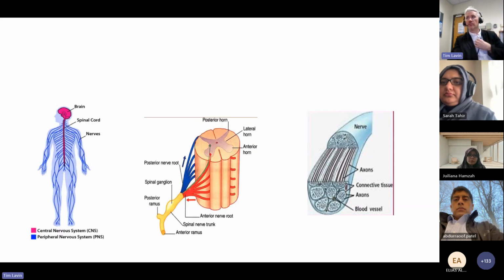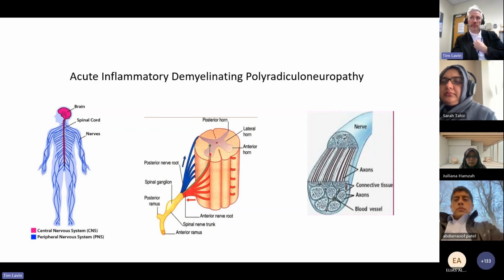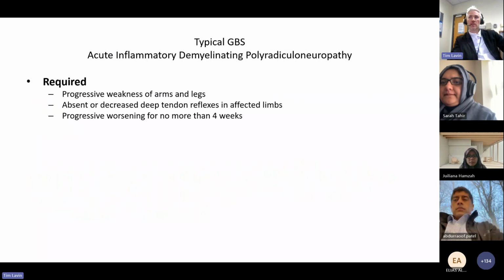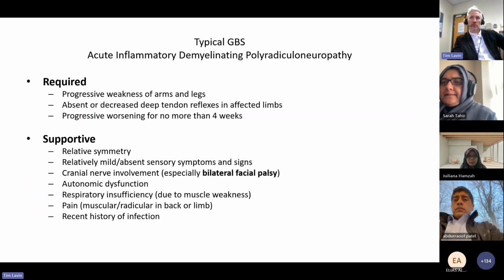So in this situation, we're dealing with the most common type of GBS that we get in Western Europe and in the United States, which is AIDP. There are some guidelines out there, folks, which you can read if you really want to. This is the EFNS PNS guidance on GBS. Just to summarize it, they do have some history here, so what the diagnostic criteria are for this.